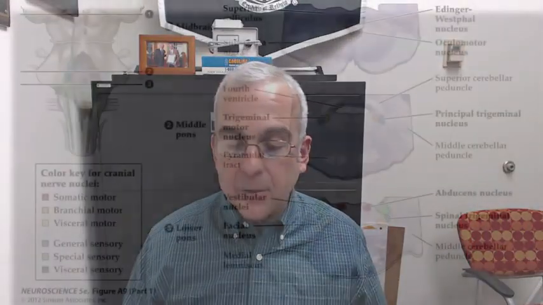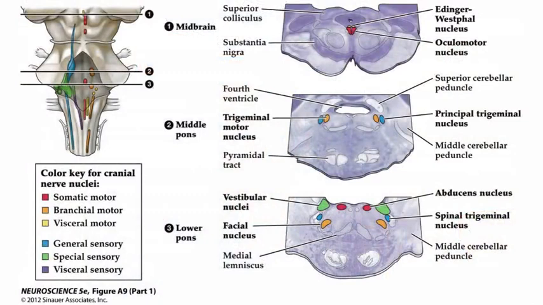neuroexam.com. Okay, finally, we are ready to actually look into the brainstem and find these cranial nerve nuclei. We can do that by looking at some cross-sections, and the figure in front of you here shows cross-sections through various levels of the brainstem, beginning at the top of the brainstem with the midbrain.